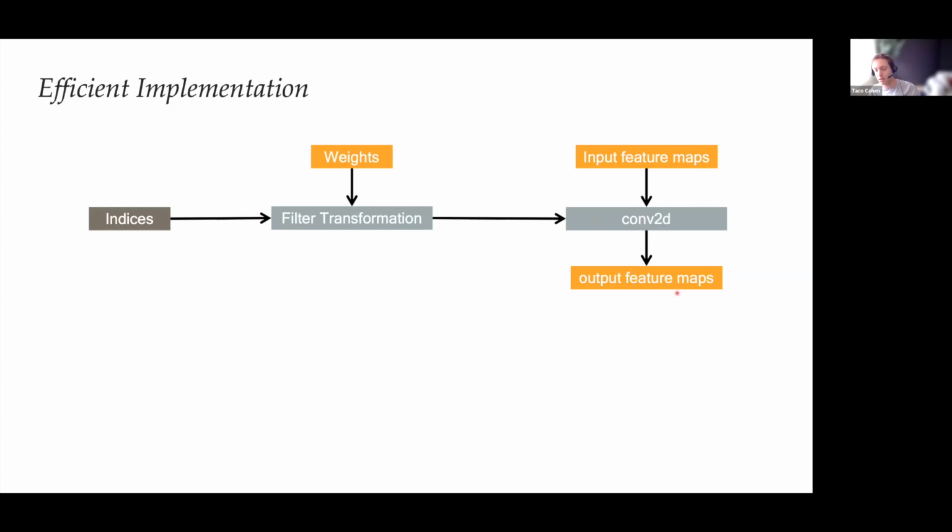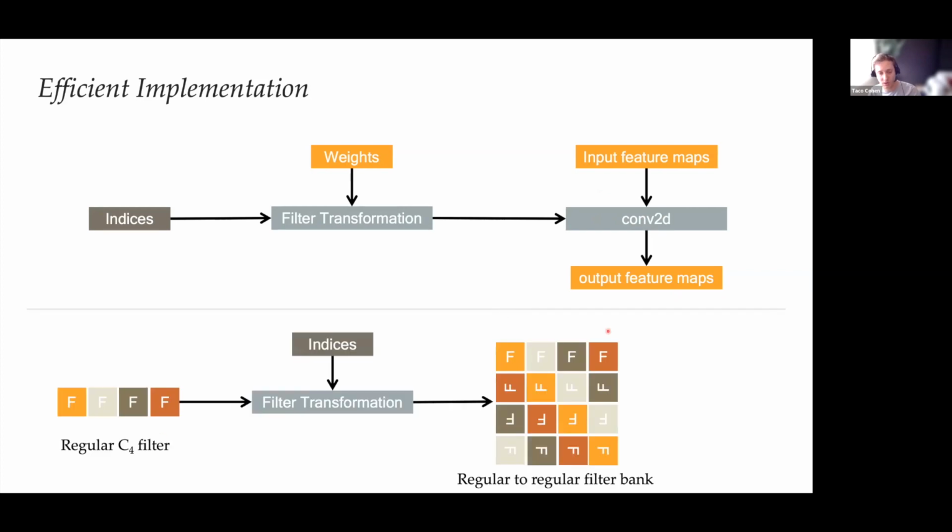Here's a visualization of how that works. We have our 4 input channels for the filter corresponding to the different orientations. The filter transformation uses some indices to create the copies of filters rotated and cyclically shifted, as you see here in the different rows. And then this is a filter bank that we can just apply in conv2d. So at least for this very simple case, there's very little computational overhead relative to a standard 2D convolution, because the only extra operation we have to do is this filter transformation.